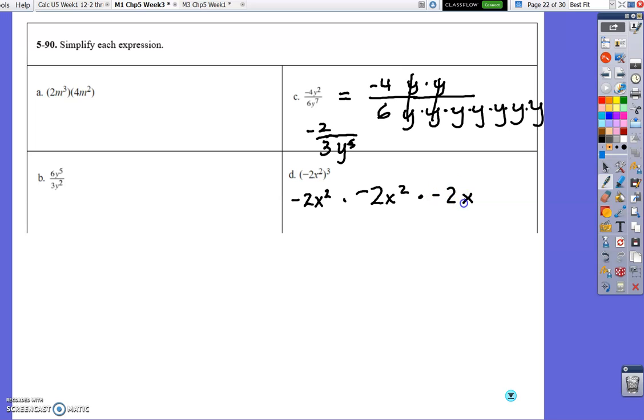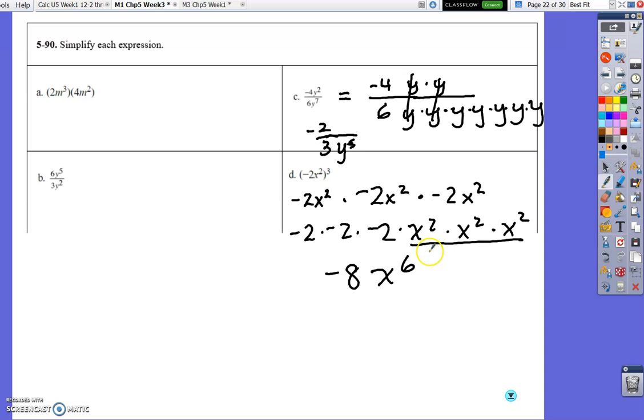So I'm going to do what I would do on A with this one. -2 times -2 times -2. I've grouped all my numbers together. X, X, and X. I've grouped all my letters together. -2 times -2 times -2 is -8. And this is x to the 6th because that's how many x's I have. So be careful there. You can do the other two.